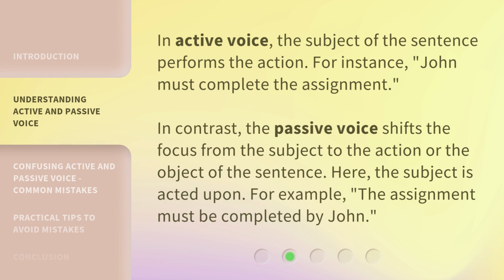In active voice, the subject of the sentence performs the action. For instance, John must complete the assignment. In contrast, the passive voice shifts the focus from the subject to the action or the object of the sentence. Here, the subject is acted upon. For example, the assignment must be completed by John.